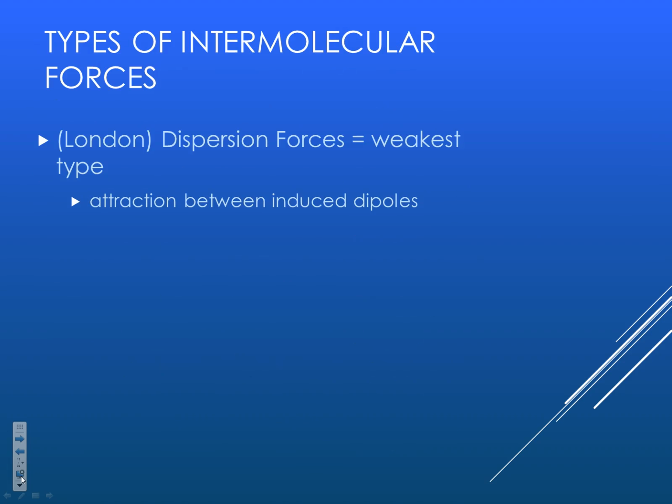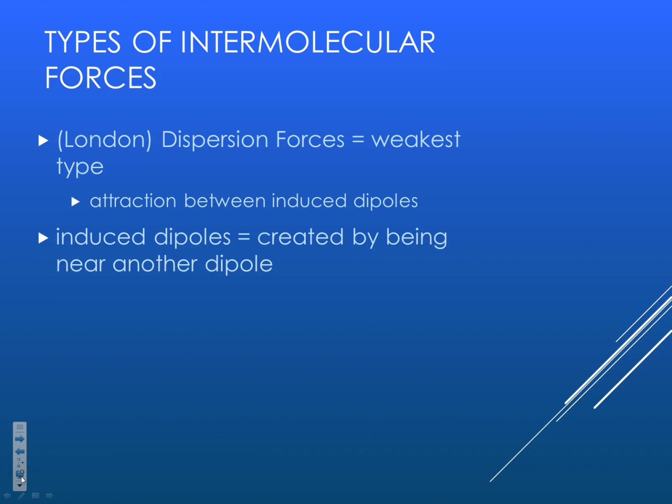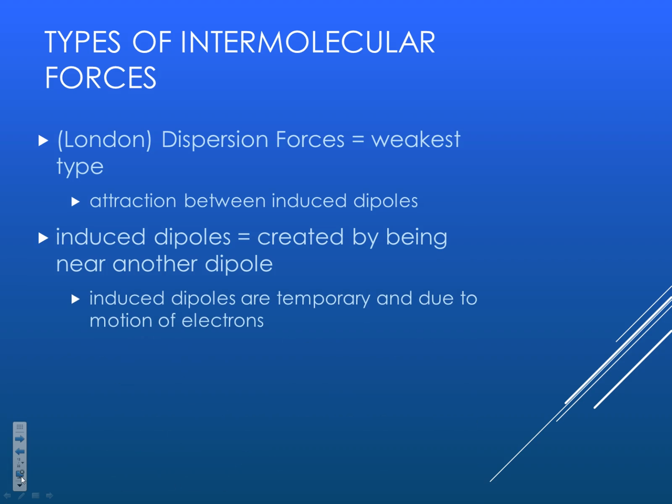All right, now I'm going to talk about these different types of intermolecular forces. The first one I'm going to talk about is the London dispersion force. This is the weakest type. It says it's the attraction between induced dipoles. Induced just means it's caused by or brought about by some usually outside thing. So an induced dipole is something that's created by being near something else that's a dipole as well. The thing that makes this weak is that they're temporary, and they're also due to the random motion of electrons.